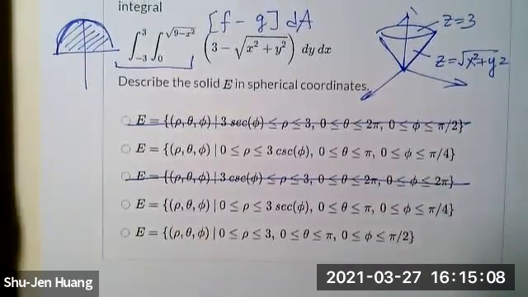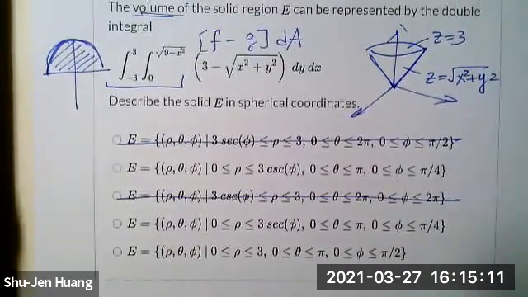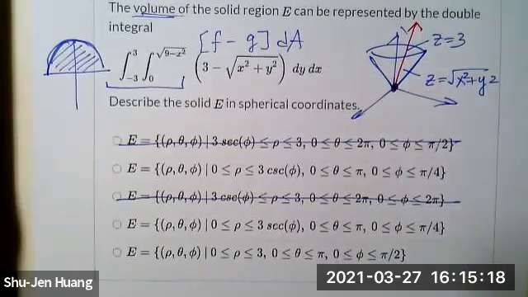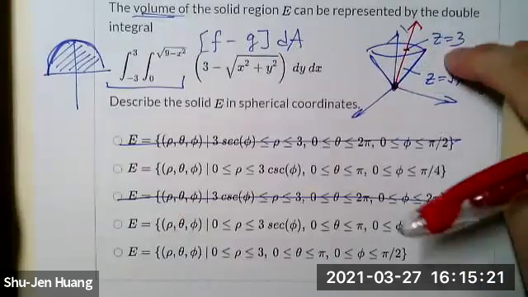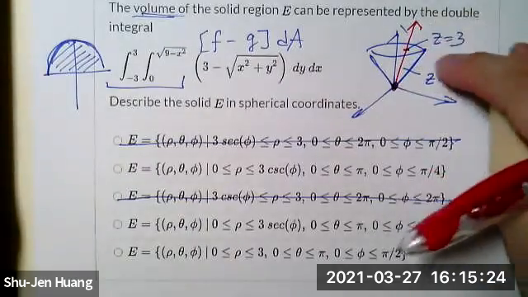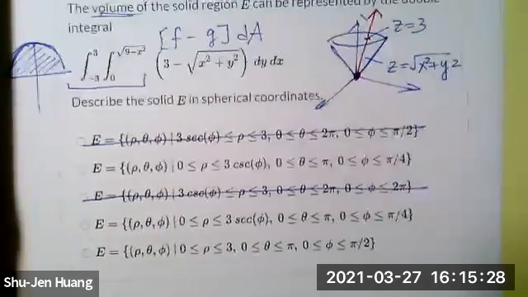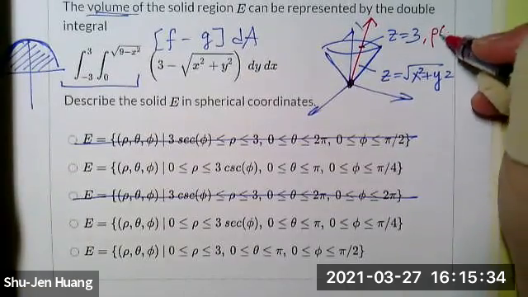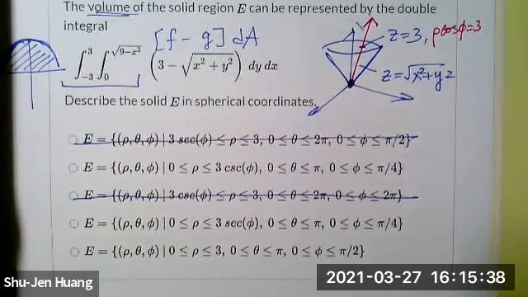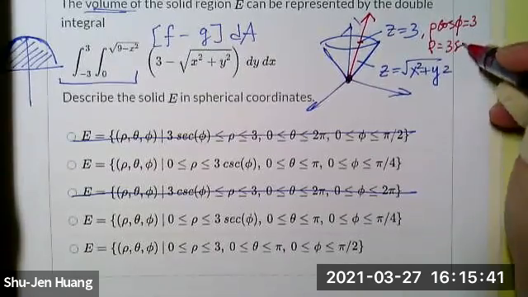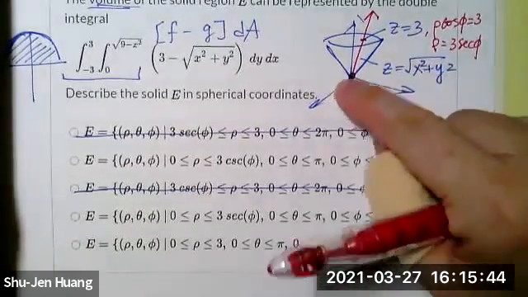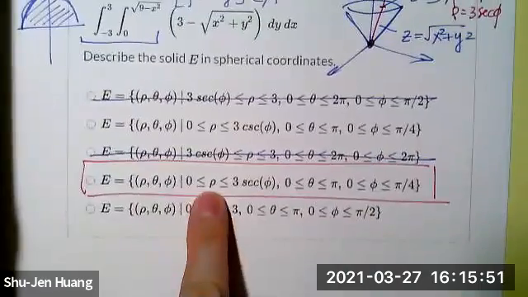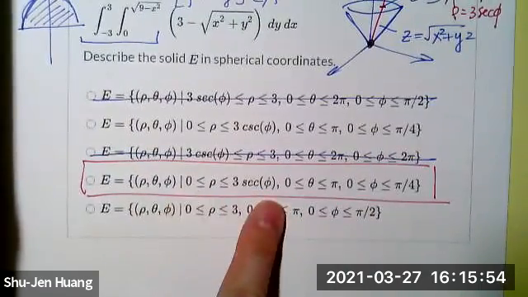And next, let's look at rho here. To determine rho, you draw a ray through the region. You can see it starts from the origin, from 0, until it touches the plane z equals 3. So how are we going to write z equals 3 in spherical coordinates? We did that earlier, remember? z is rho cosine phi, and set equal to 3. So rho equals 3 secant phi. So the bounds for rho is from 0 to 3 secant phi. That gives us the answer right here.